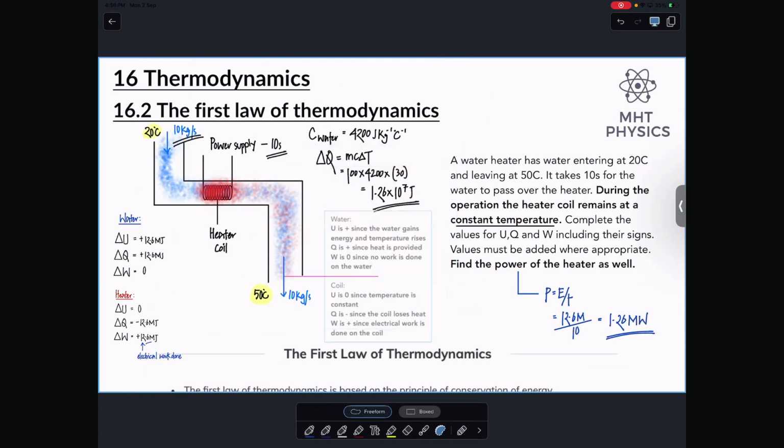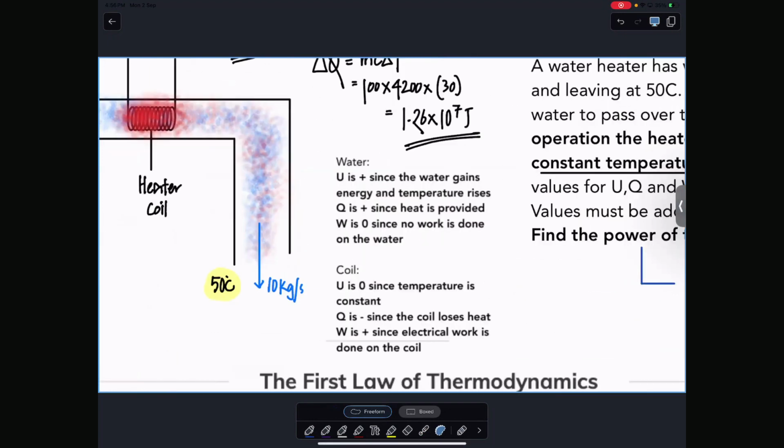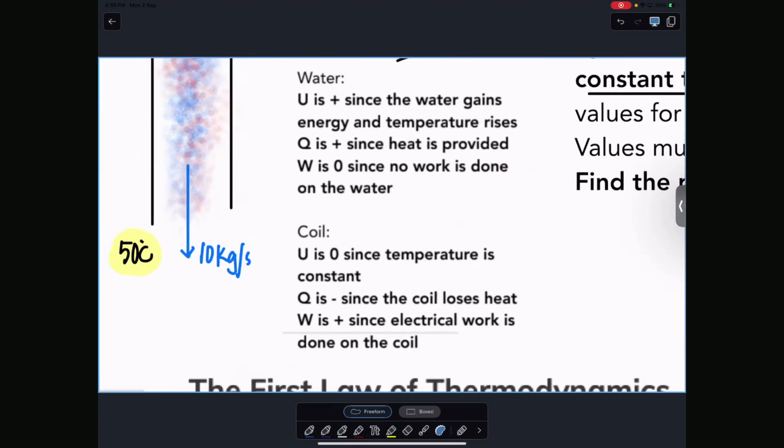Right, so why is it plus, why is it minus, and everything? I've added it here. I'll upload the notes. You can just go through it. If you have any questions, let me know.